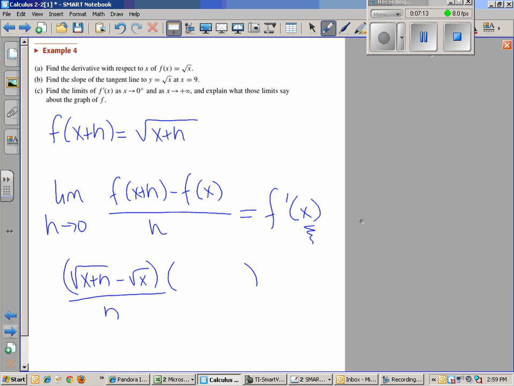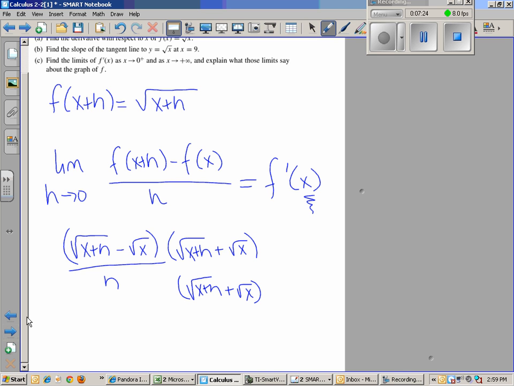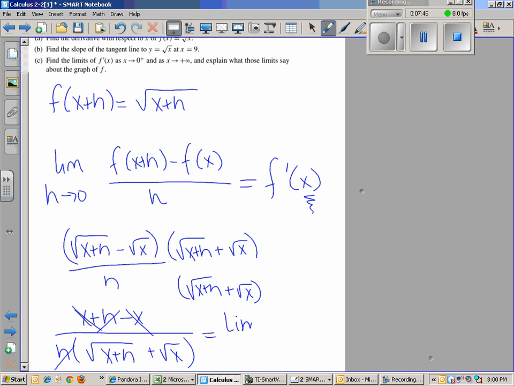Whenever I see radicals, I need to multiply by the conjugate, because that's the way I can undo those square roots. And if I do that, the top gets real pretty, because it's going to be x plus h minus x. And on the bottom, again, I'm lazy. I don't want to FOIL that out, so I'm just going to leave it like that. On top, x minus x goes away, h over h. So I'm left with the limit as h goes to 0 of 1 over the square root of x plus h plus the square root of x.